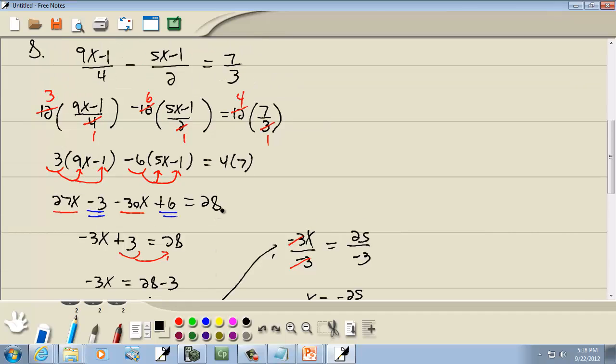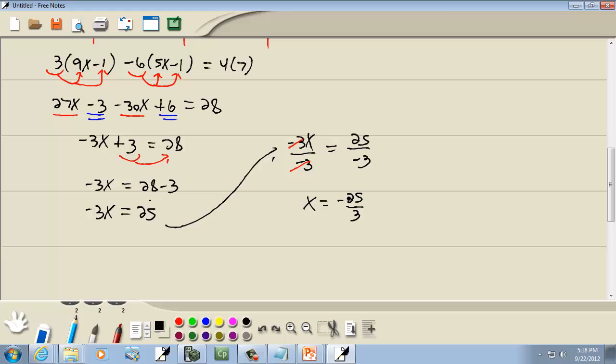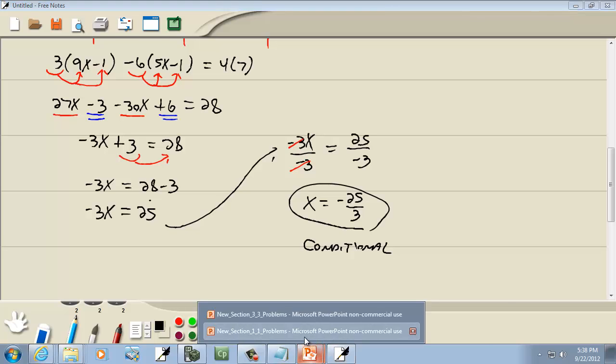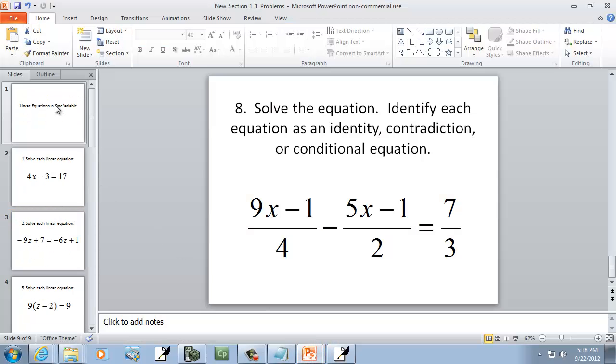Let me go back and double check myself on that. Those numbers seem weird, but let's see, 12, so 3, so 27x minus 3, that's right. By 12, that's 6, that's negative 30x plus 6, that's correct. 28, yeah, all looks good. Okay. We came up with an answer. If you solve an equation, you come up with an answer. That's a conditional equation for the type. It means it's conditionally true when x is equal to negative 25 over 3. And that's the last one in that section. So we're done with that.